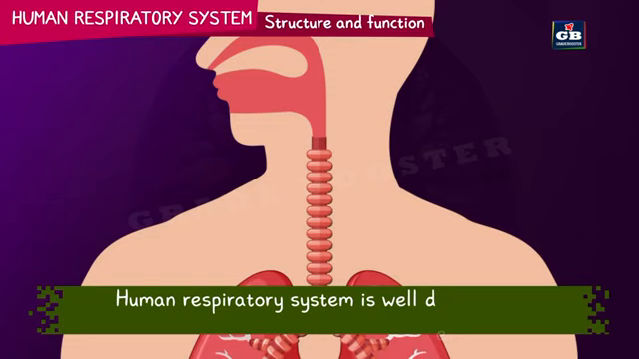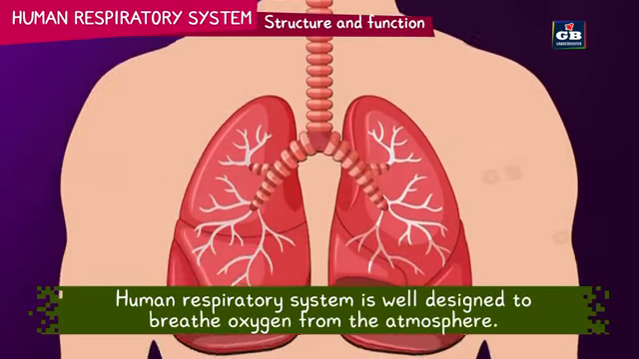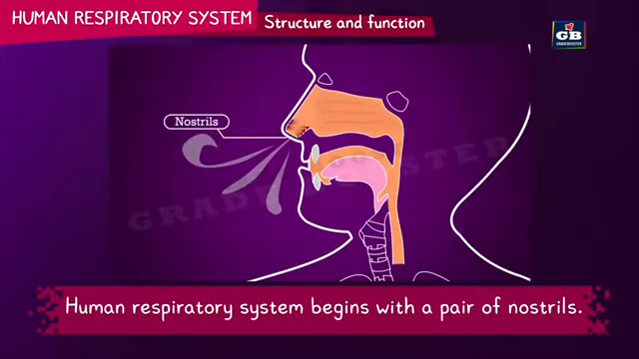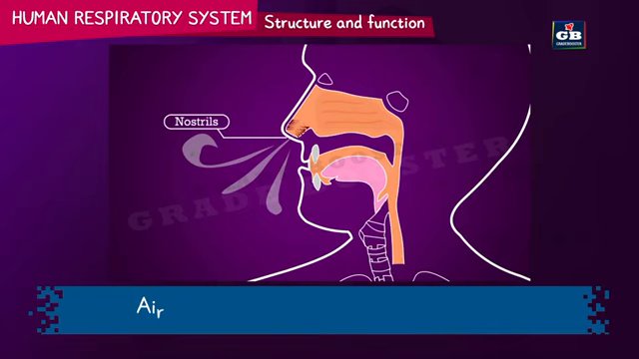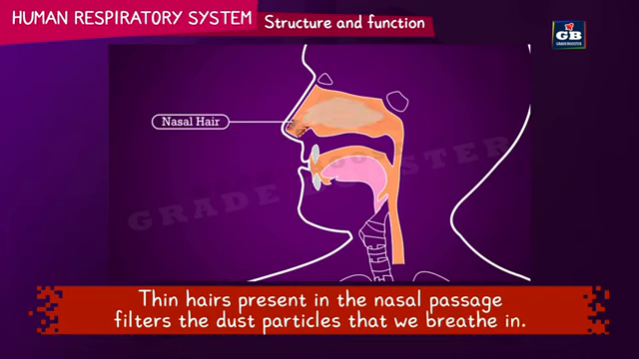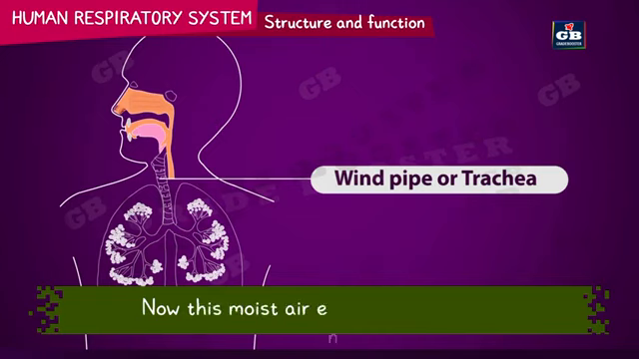The human respiratory system is well designed to breathe oxygen from the atmosphere. The human respiratory system begins with a pair of nostrils. Air enters the nose through these nostrils. Thin hairs present in the nasal passage filter the dust particles that we breathe in. The nasal cavity is lined by mucus and it makes the air moist and humid. Now, this moist air enters the windpipe.